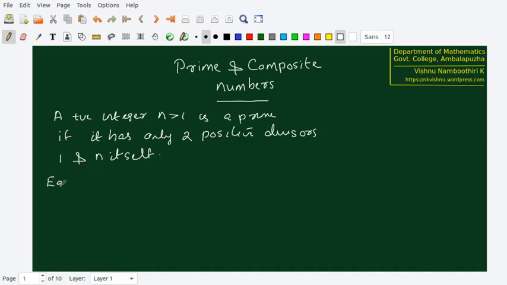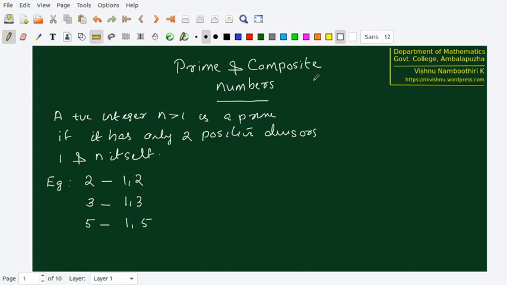Example: 2 is a prime because 2 has only two factors, 1 and 2. 3 is a prime because 1 and 3 are the only factors or only divisors of 3. 5 is a prime for the same reason, 1 and 5 are the only divisors.